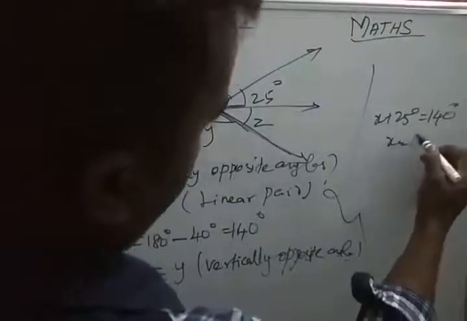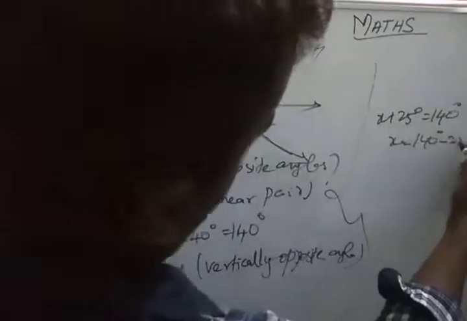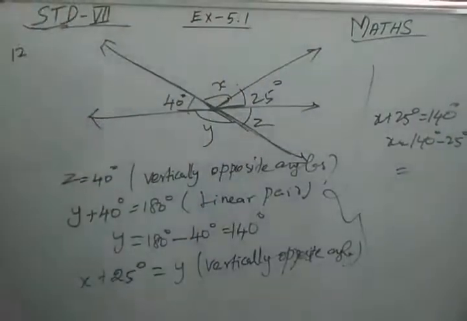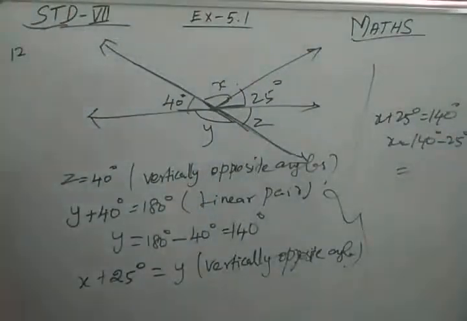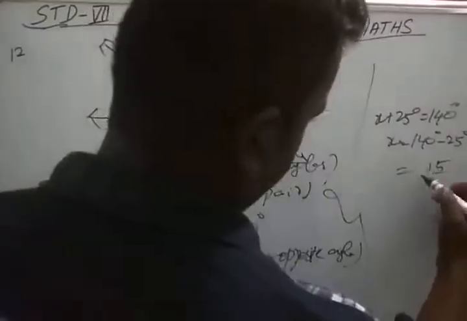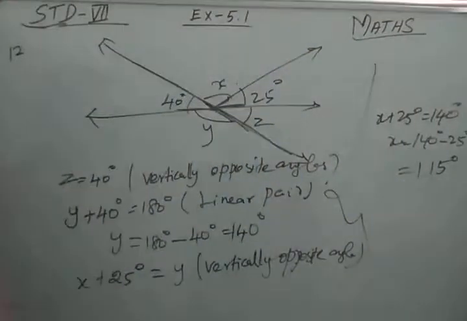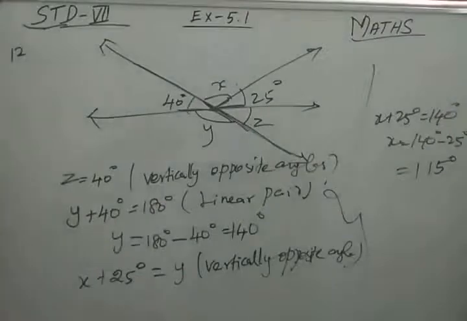So x is equal to 140 degrees minus 25 degrees, you will get 140 minus 25. X value is equal to 115 degrees. Then y value is equal to 140 degrees, and z value is equal to 40 degrees. Already we have found all the values.